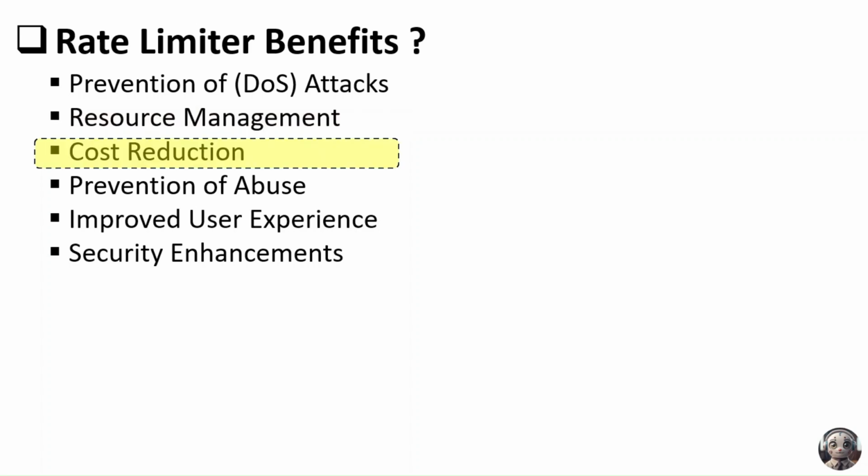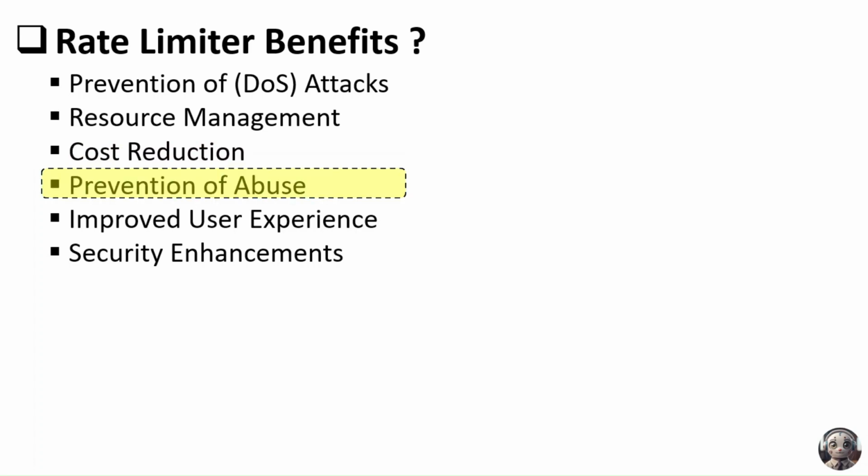Now, let's talk about saving money. By controlling the flow of requests with a rate limiter, you avoid overusing resources, which can rack up costs, especially if you're running on cloud services that charge based on usage. By keeping things in check, you're not only protecting your system but also keeping your bills lower. It's like turning off the lights when you leave a room, small actions that prevent unnecessary expenses.